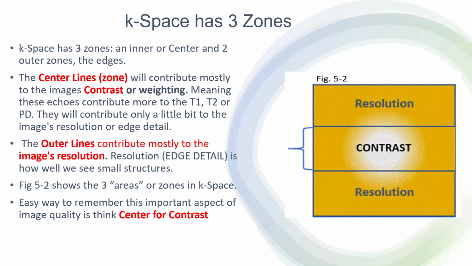Now, K-space basically has three zones. We've got the center zone, which is where you get most of your image contrast. So remember, CC, center lines give you your contrast or your weighting. The outer lines contribute mostly to resolution, a little bit of contrast, but mostly resolution. And there's another term for resolution, and it's called edge detail. So if you see the words edge detail, they're talking resolution.